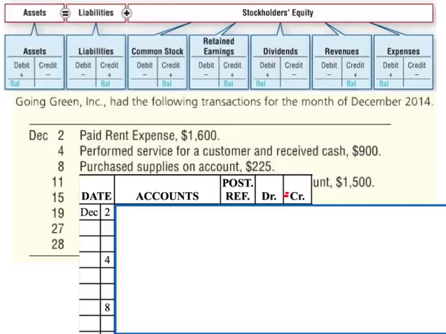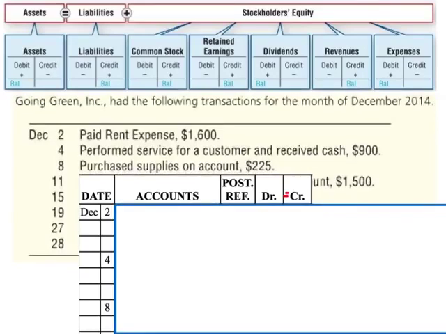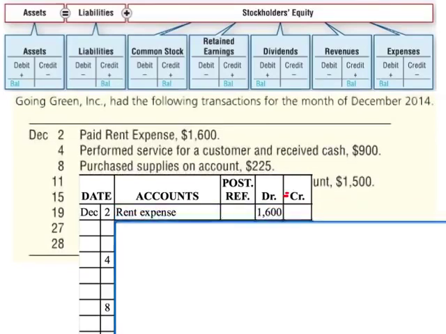Okay, so let's start with this first one here. We paid rent expense, $1,600. So we know we need at least a debit and a credit, and it's pretty easy to see something's going to happen to rent expense. If we're paying that, our expenses are going up. Well, if I'm going to increase my expenses, I need to debit my expenses. So I'm going to go ahead and move this down, hopefully. Oops, wrong one. There we go.